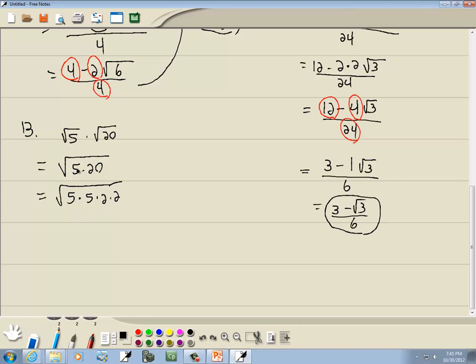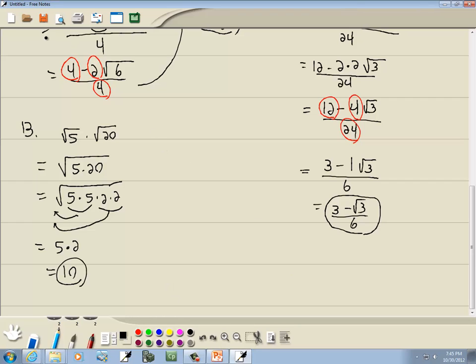Now after I do that, this 5 just carried down, and then this 20 is the 5 times 2 times 2. Remember the square root, we're looking for pairs of something. Here's a pair of 5s, those are going to come out as a single 5. Here's a pair of 2s, those are going to come out as a single 2. Now again, when they come out, there's multiplication between them, and there's nothing left inside the square root, so we drop it. So 5 times 2 gives us 10.